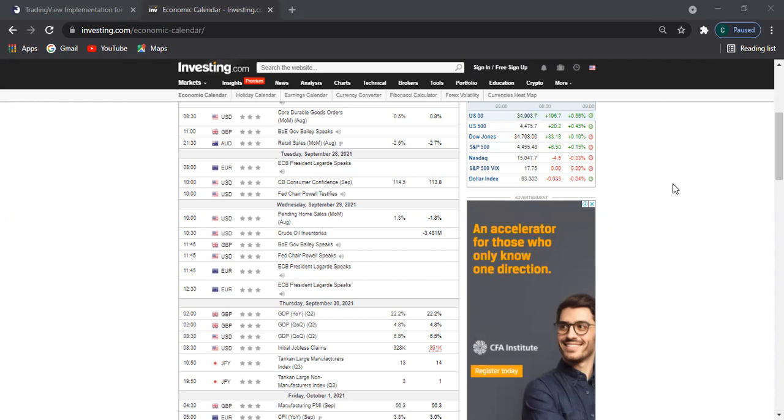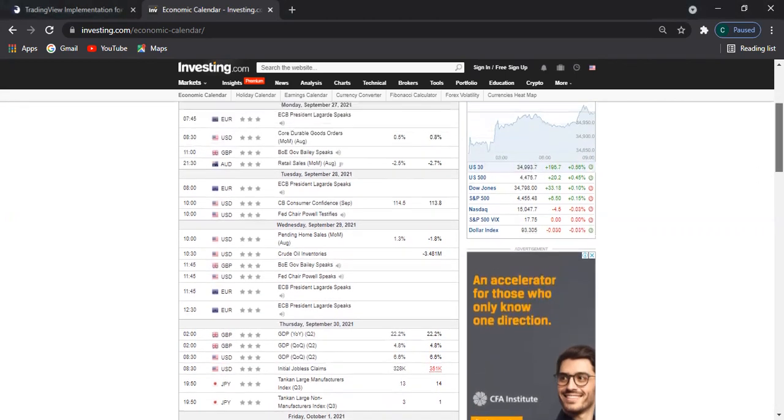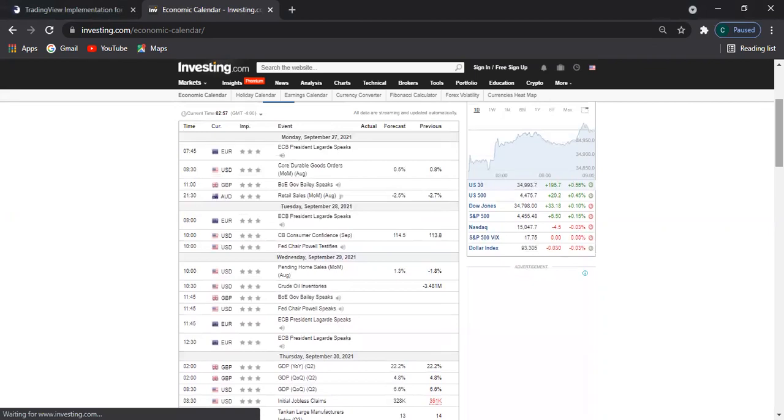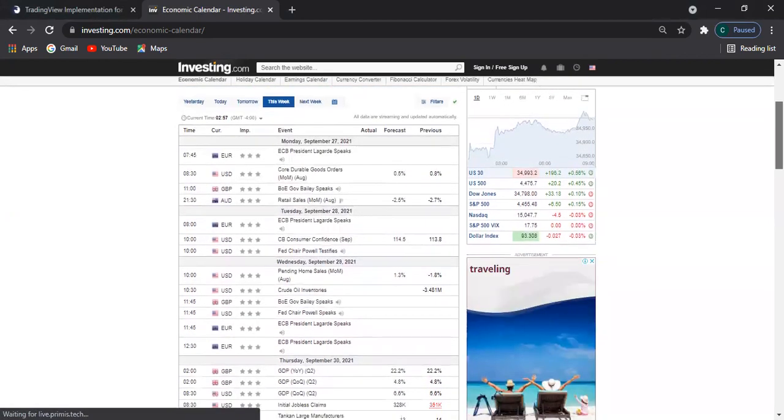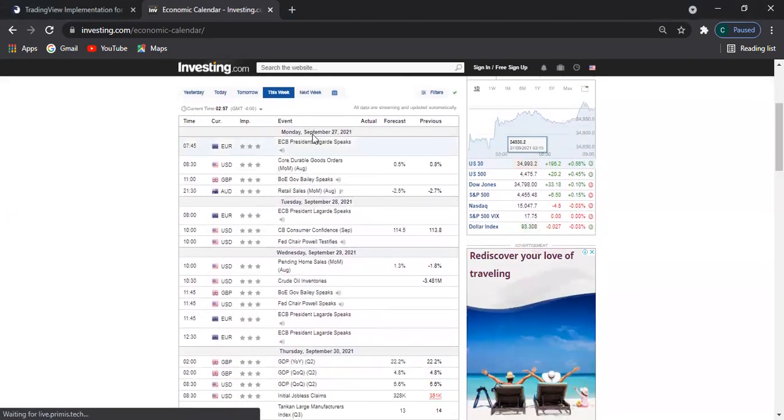So without further ado, let's dive right into this. We're going to start off with the fundamentals of the week, obviously. So looking at the fundamentals of this week, today we're going to be having some Euro, USD, GBP, and Aussie fundamentals, all of them strong.